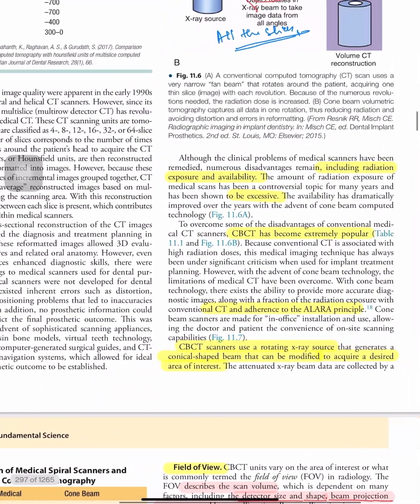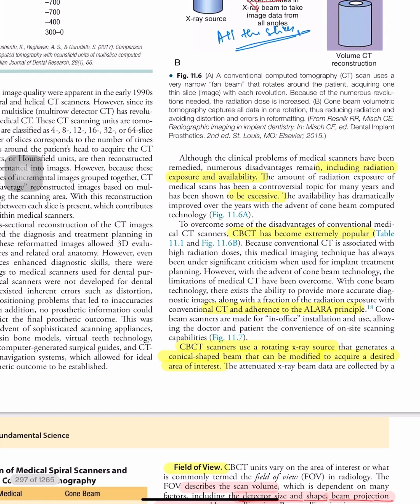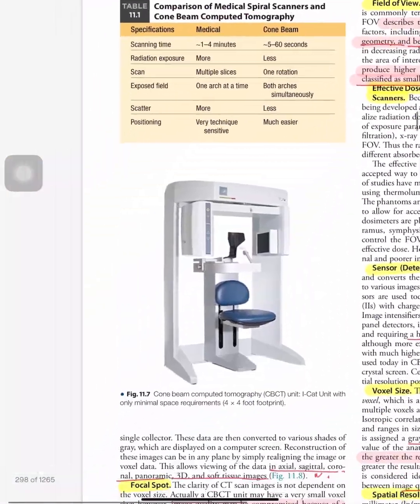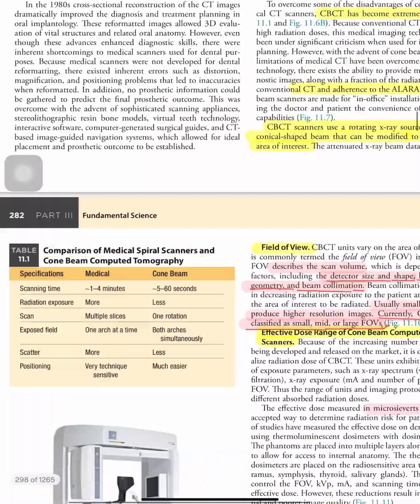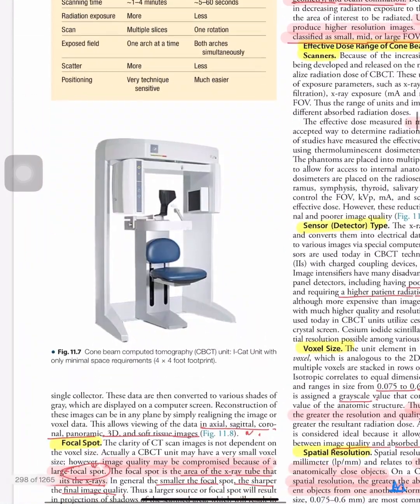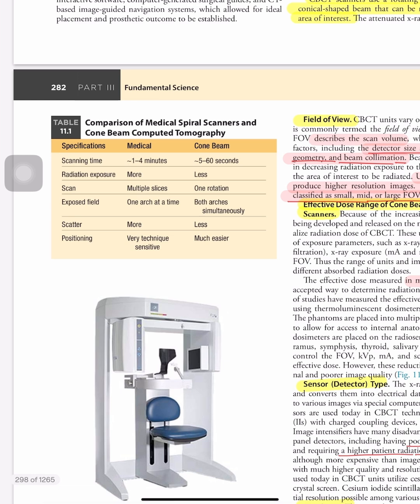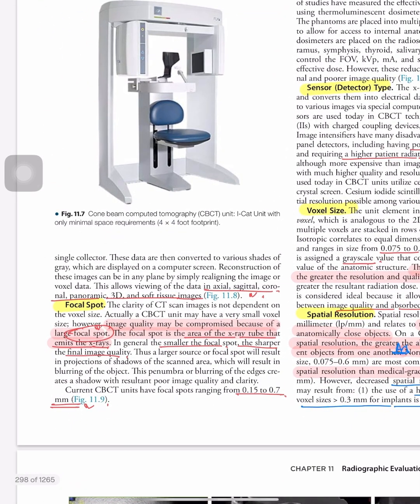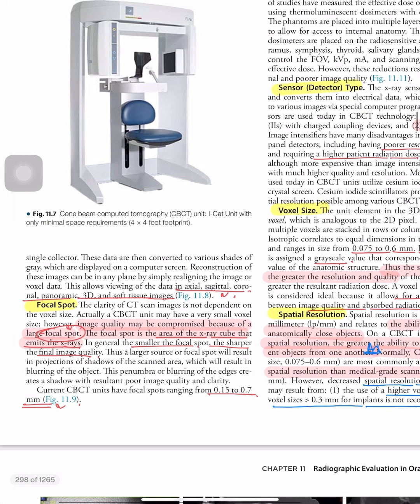All right, so that's what I told you, the advantages of CBCT over medical CT. So now let's talk about certain terminologies related to this. This is the difference between a medical and cone beam CT. You can read it yourself. So let's talk about certain terminologies related to this computed tomography.